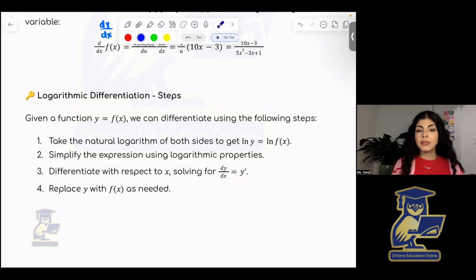And then sometimes in your final expression, you'll have that y still there. So you will have to substitute back the function itself so that you don't have y prime equal to an expression with both x and y. We only want the variable x in our derivative function. So now let's see what that would look like.